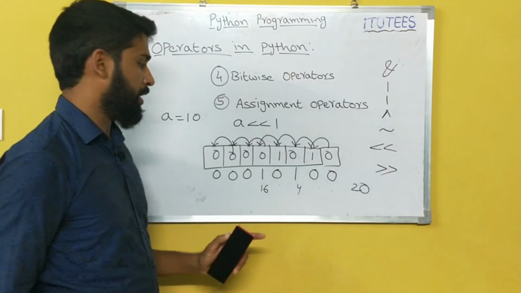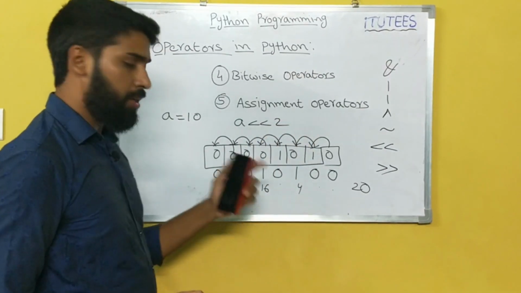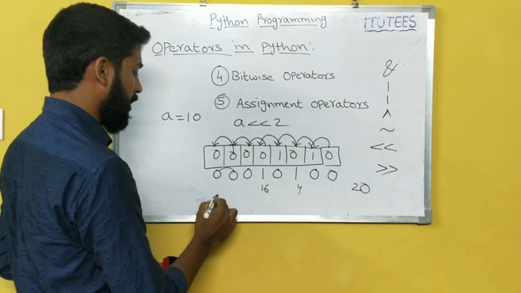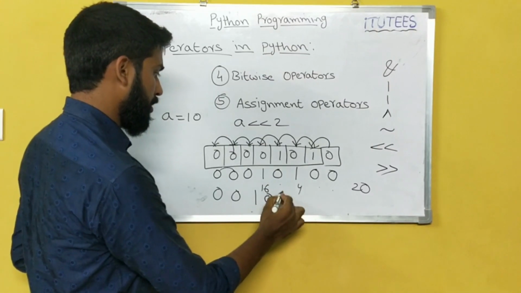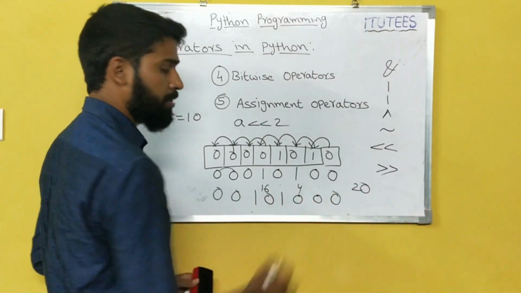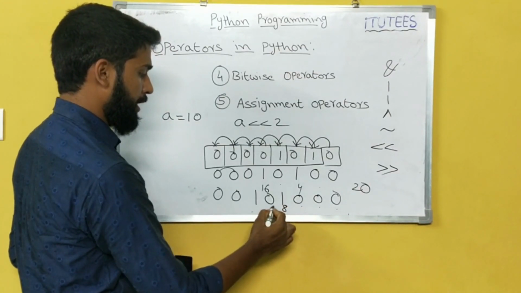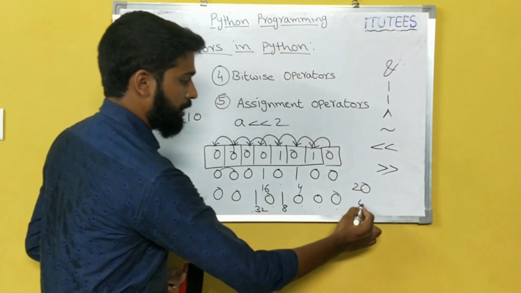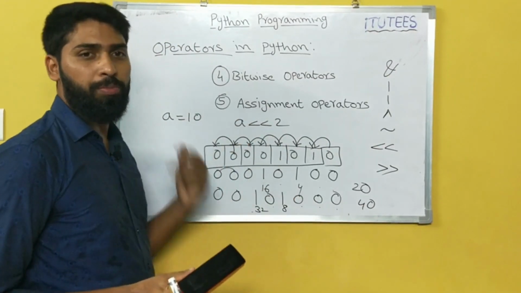That means 20. If it is 2 bits, you can change another time. 0, 0, 1, 0, 1, 0, 0, 0. At that time, 2, 4, 8, 16, 32. At that time, 40, if you shift 2 bits.